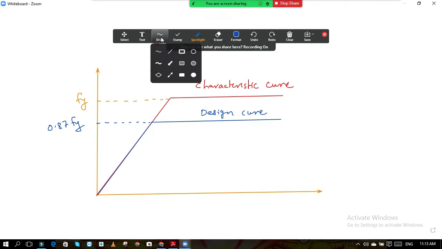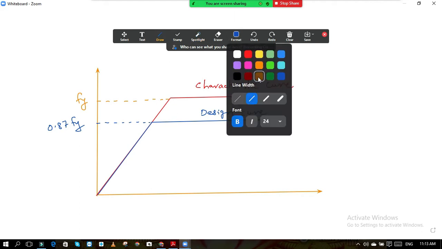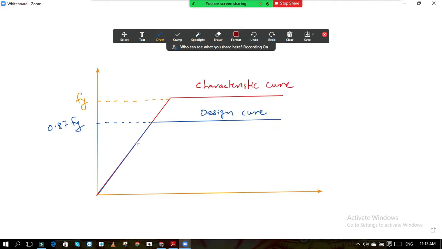Now if you take the slope of this, how do you take the slope? If I draw the vertical line and then the horizontal line, this slope is nothing but your Young's modulus, Es. And what was the value of that? It is 2 into 10 raised to 5 Newton per mm square, or megapascal. So this is what we call Young's modulus.